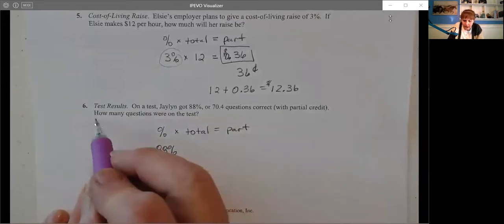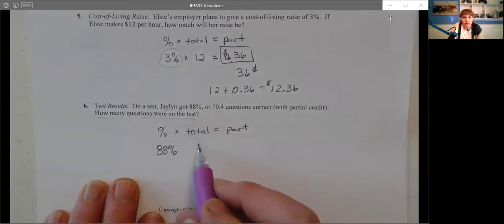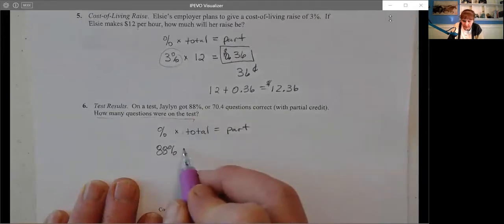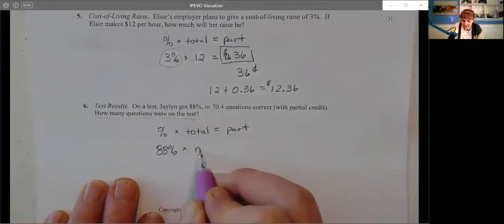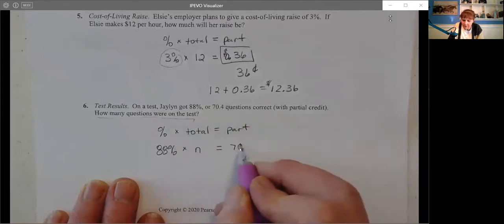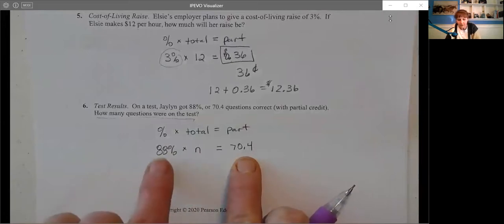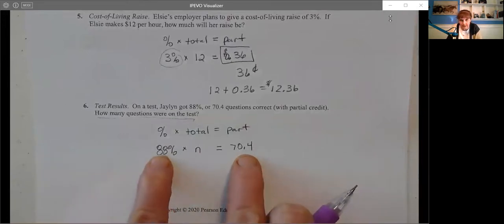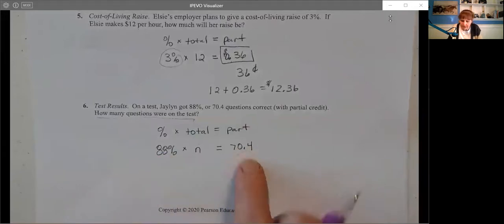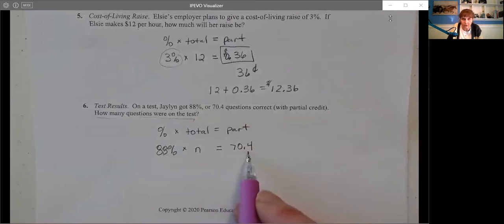Well, here, how many questions were on the test? That has to be a total. So we're going to put it times an n, maybe, what we're looking for. So the 70.4 must have been how many correct. This is the percent correct. This right here is the number that are correct. These two are related to each other, percent correct and the number that are correct.